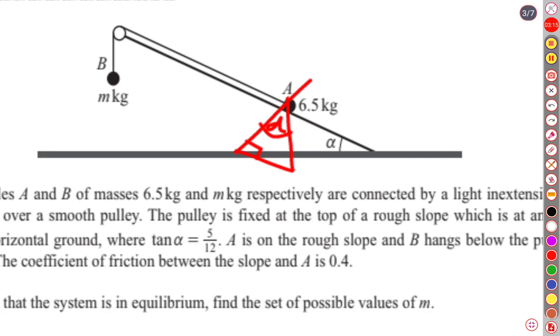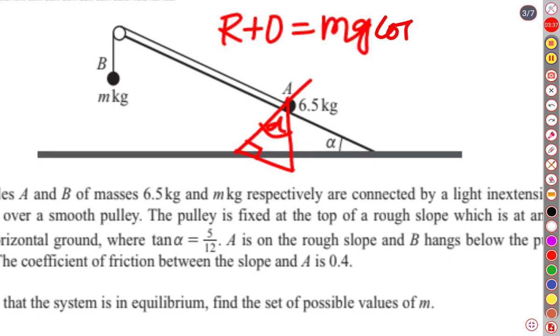As the plane is rough, first of all, we'll have to find the normal reaction force. So, there is no upward force acting on particle A. So, R plus 0 is equal to the downward force. So, what is the downward force? Downward force is mg cos alpha. And for cos alpha, look, the value of tan alpha is given. From that we will find cos alpha.